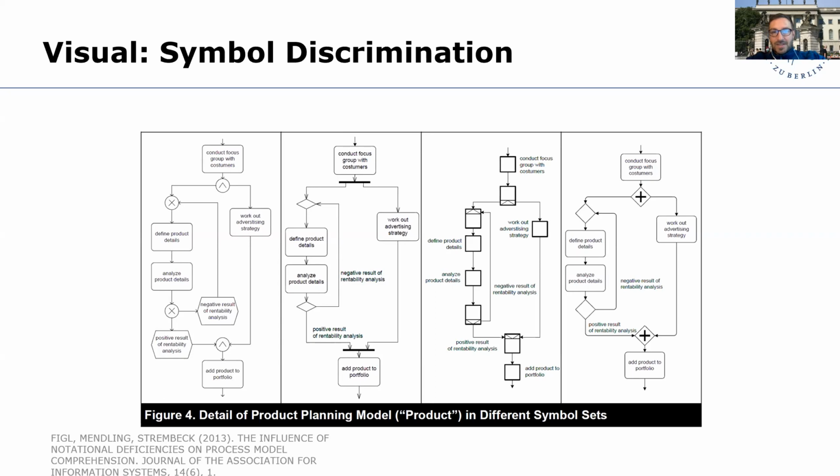So this is one of the examples where you see that the symbols and the symbol set can be chosen in a way that actually makes a difference. And in this case, you see we conducted an experiment, and we saw some clear effects of this.